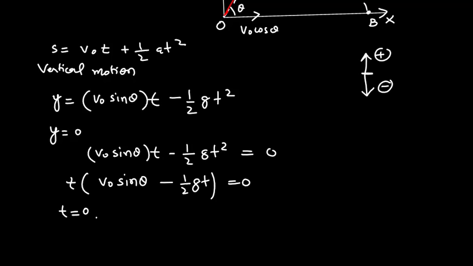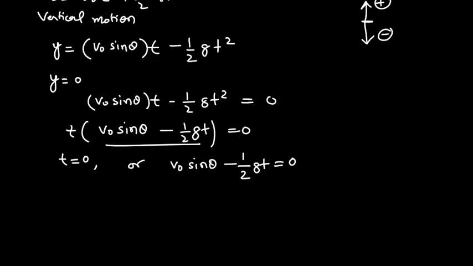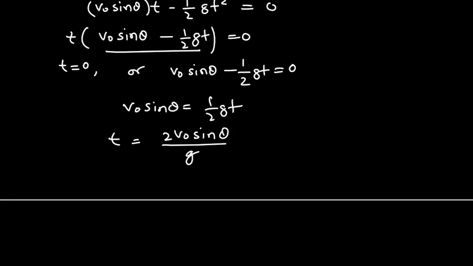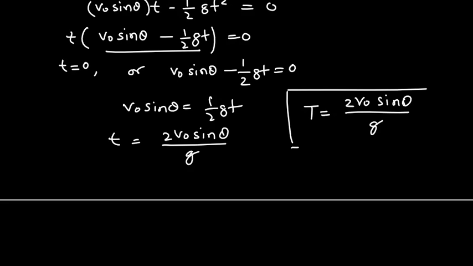So that means either t is equal to 0 or this fellow is 0. So we can write V naught sine theta minus half gt is equal to 0, or we can simplify it further. V naught sine theta is equal to half gt, or t is equal to 2 V naught sine theta upon g. So we can write that the time of flight t is equal to 2 V naught sine theta over g. So that is the time of flight. We can represent it with capital letter T.